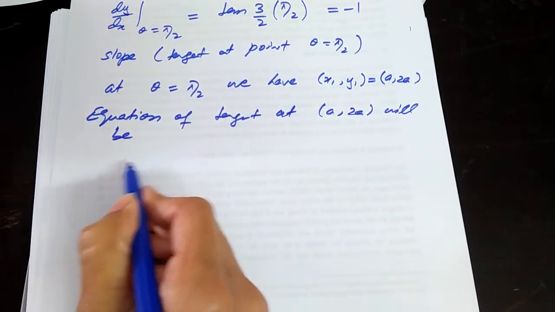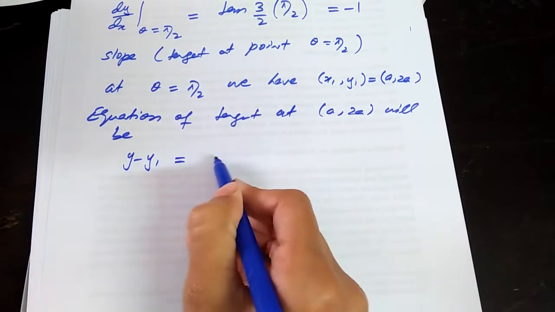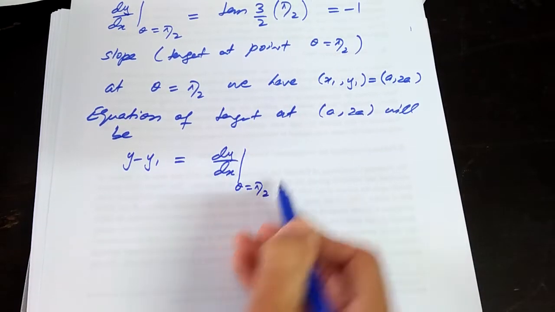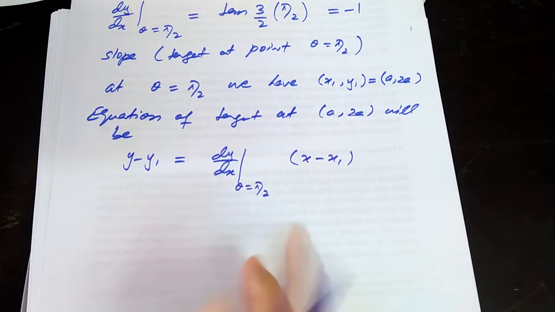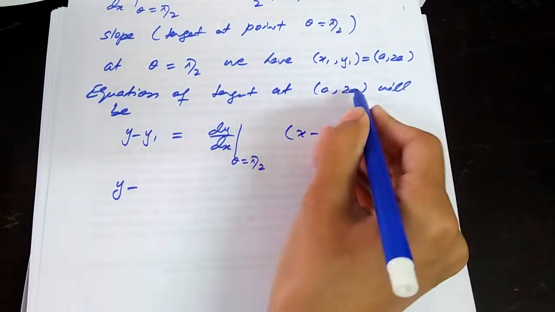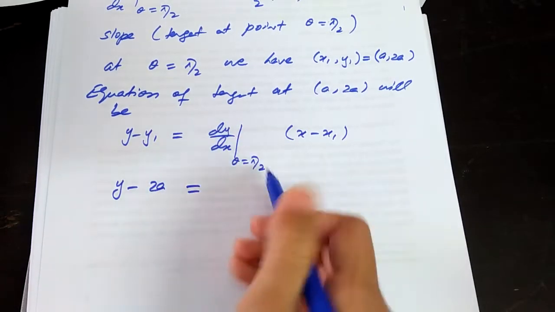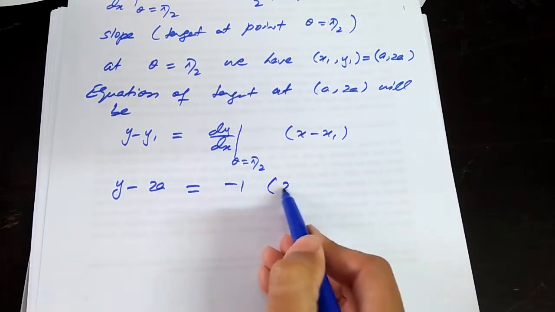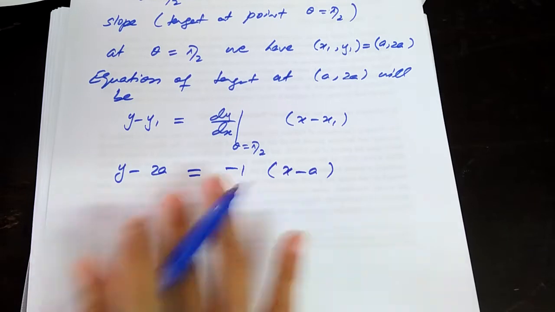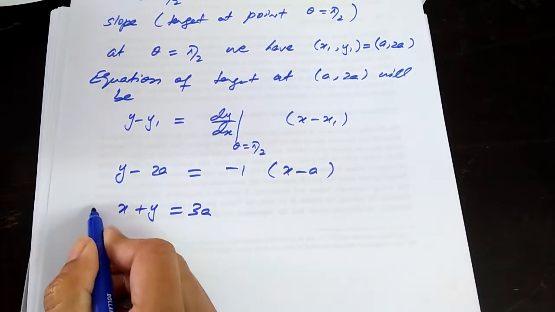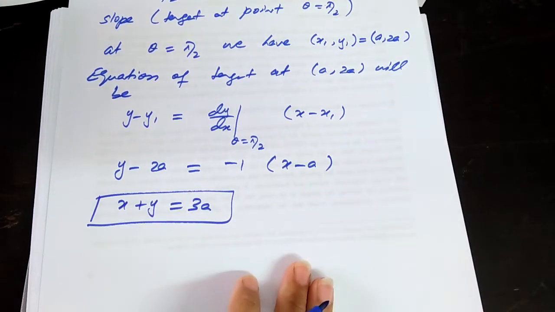you know what the equation of tangent is? y minus y1 equals dy by dx at theta equals pi by 2 into x minus x1. So it will be y minus 2a, where this is y1, equals, what is the slope you got? That is minus 1, x minus a. After rearranging, we will get x plus y equals 3a. So this is basically the equation of tangent.